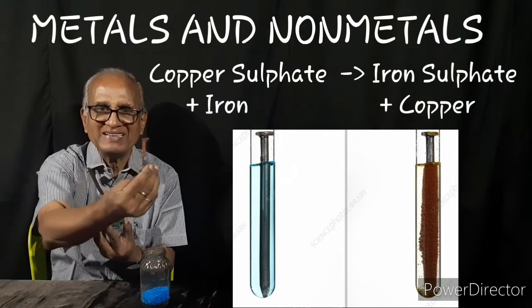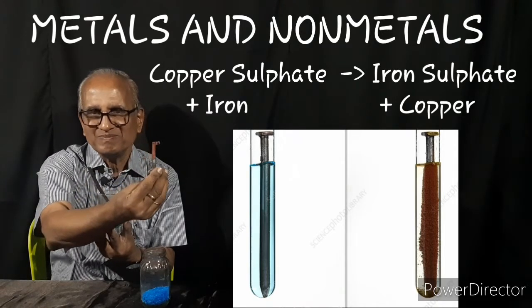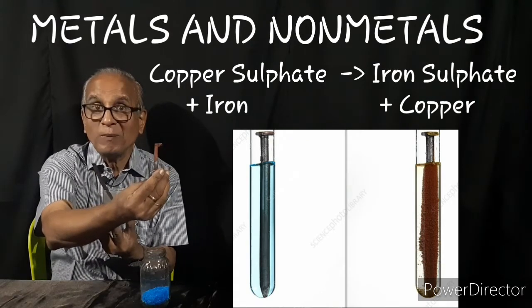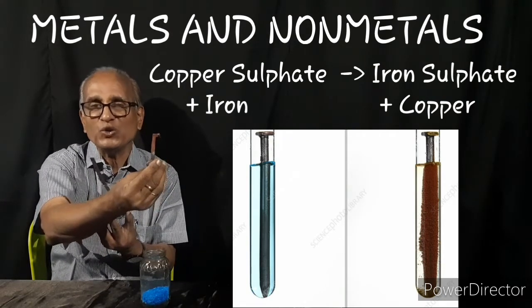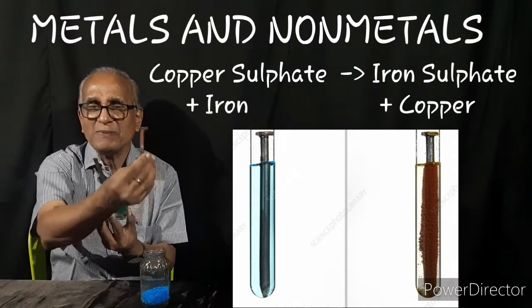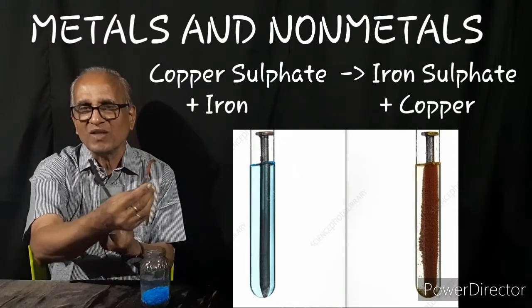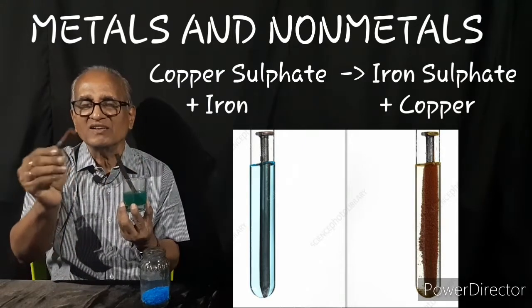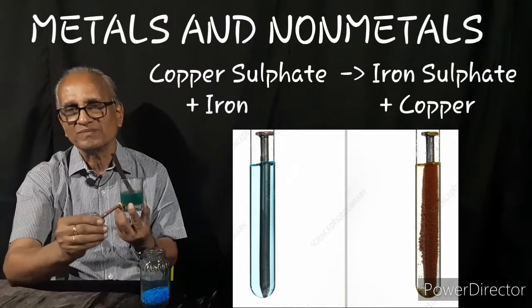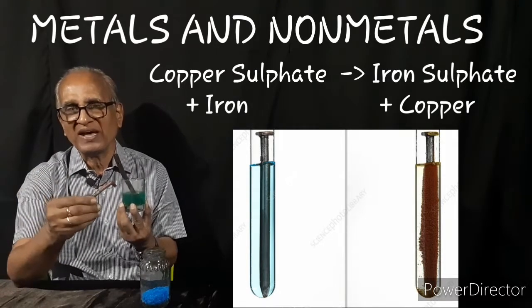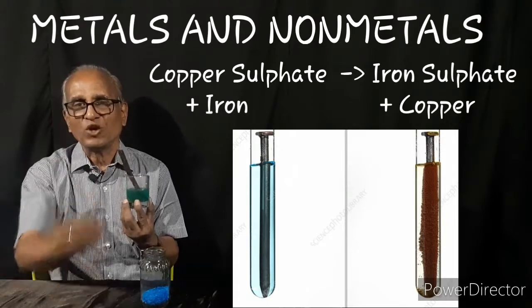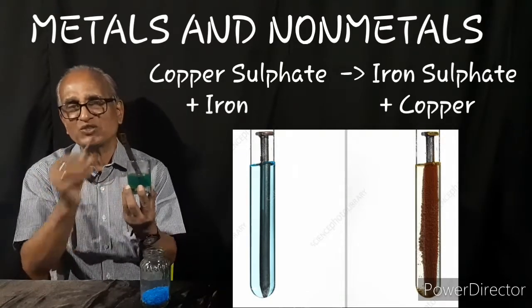A copper plating is there. From where did copper come? Copper came from the copper sulfate solution. A displacement reaction took place. Copper sulfate plus iron, Fe. The resultant products were iron sulfate plus copper. Copper got separated from the copper sulfate solution.